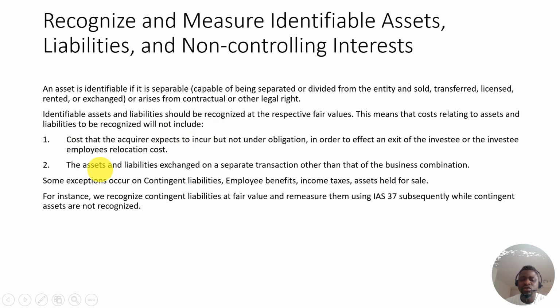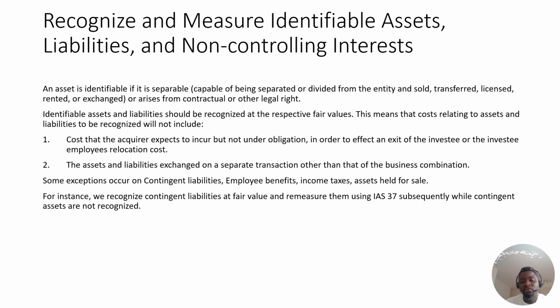Another thing that we also need to look at is if there are assets and liabilities that are exchanged on a separate transaction other than that of the business combination, like outside that business combination, those assets and liabilities will not be added as part of the identifiable asset at fair value. So there are certain exceptions to this rule.